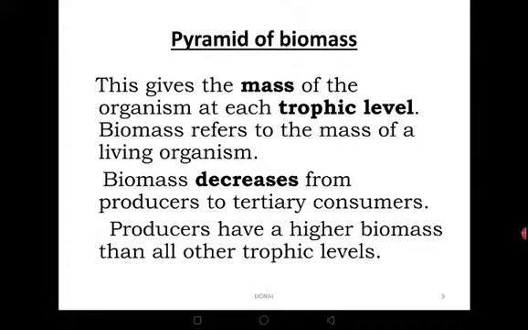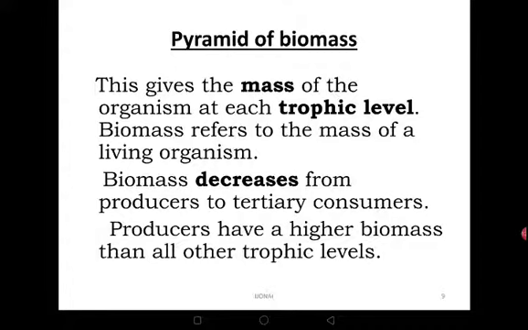What is biomass? Biomass is the mass of an organism, living, with all its tissues intact. So we can also measure the masses of these organisms. For producers, we measure their mass. Primary consumers, we weigh them. Secondary consumers, we also weigh. And then tertiary consumers, we weigh.